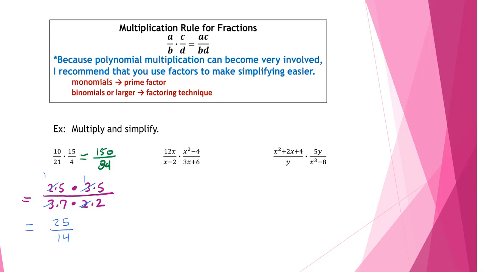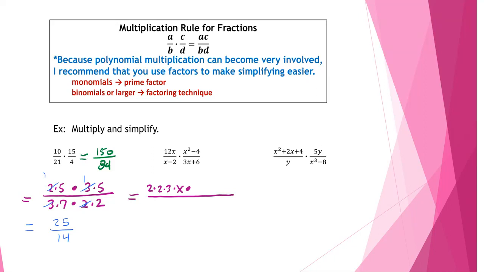You can see in the second one why it would be complicated to say 12x times x squared minus 4 and then try to simplify it that way. It's a little easier to work with the factors in multiplication. So I am going to multiply 12x and x squared minus 4, but I'm going to factor them. 12x. 12 is 2 times 6, but 6 is 2 times 3, and then it has an x as well.